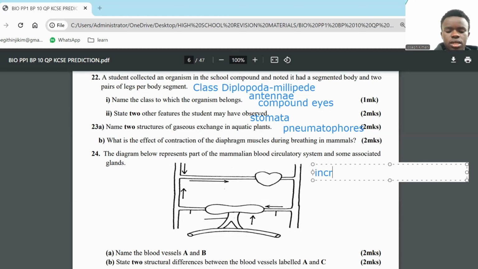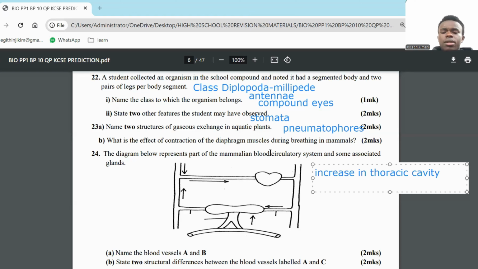Increase in thoracic cavity. Remember, when it contracts, it will assume a flattened shape. When it relaxes, a dome shape. So when it contracts, it will increase the thoracic cavity. So that's one of the things that you'd expect as a result of diaphragm muscles contraction, increasing the thoracic cavity.